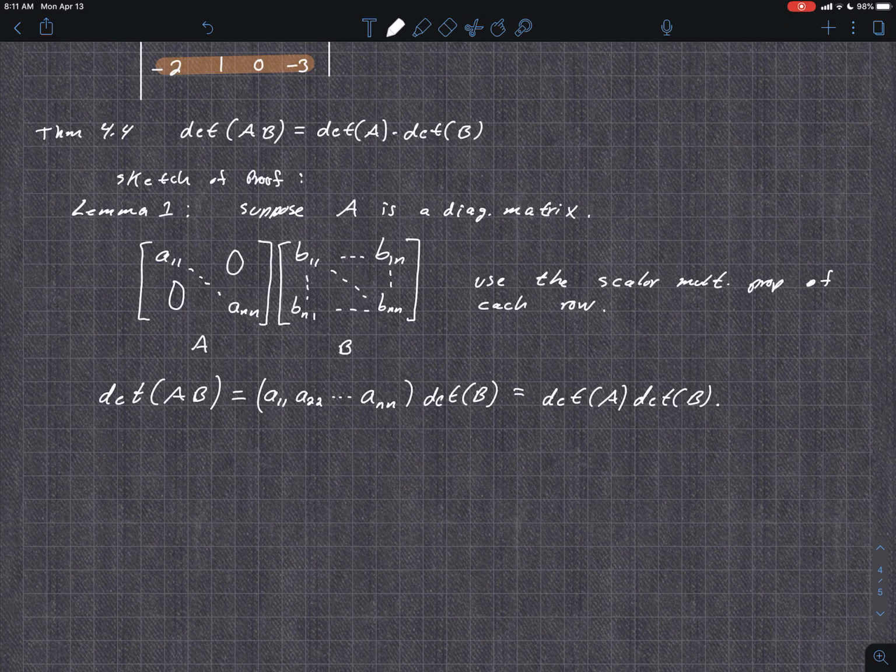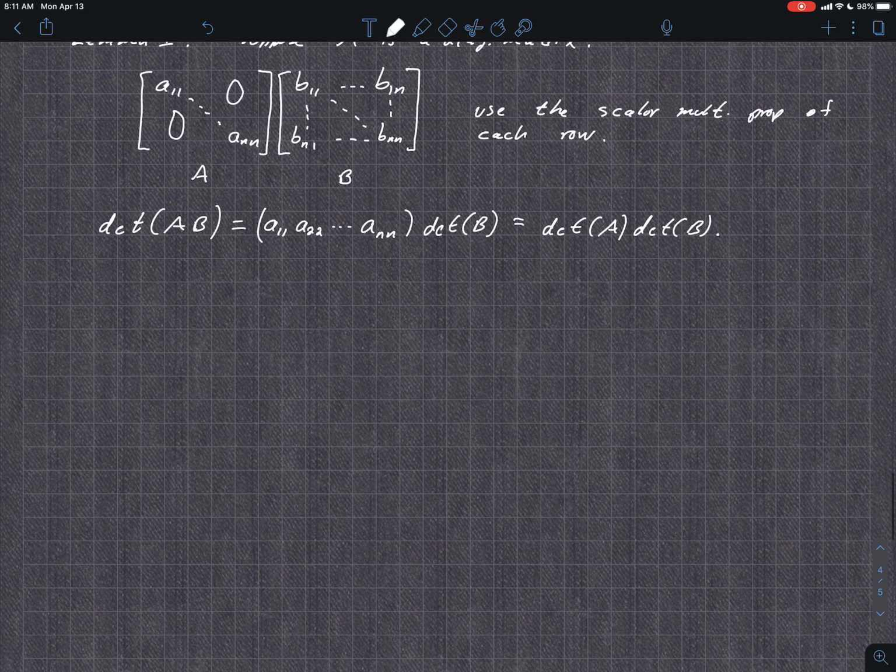We're going to use that concept, lemma 1, in the sketch of the proof. It's a pretty good sketch, but still not a complete proof. Now we're going to assume A is invertible, not diagonal, but just invertible. This is the idea, or sketch, of a proof.